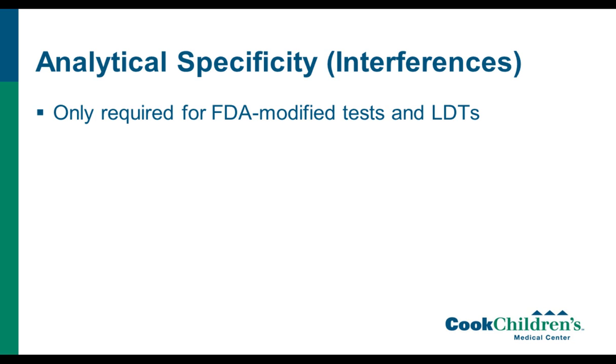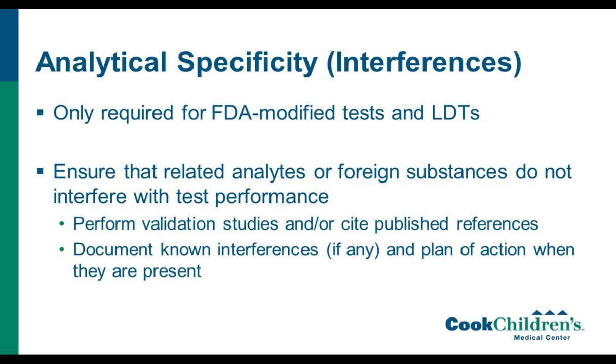Analytical specificity or interference testing is only required for FDA-modified tests and LDTs. So if you're using an FDA-approved test and you're sticking to everything in the package insert, you do not have to perform analytical specificity. That's actually already reported in the package insert. And what we do in those cases is we will just copy the interferences that were tested, if we're staying on label, and put that in our verification summary.